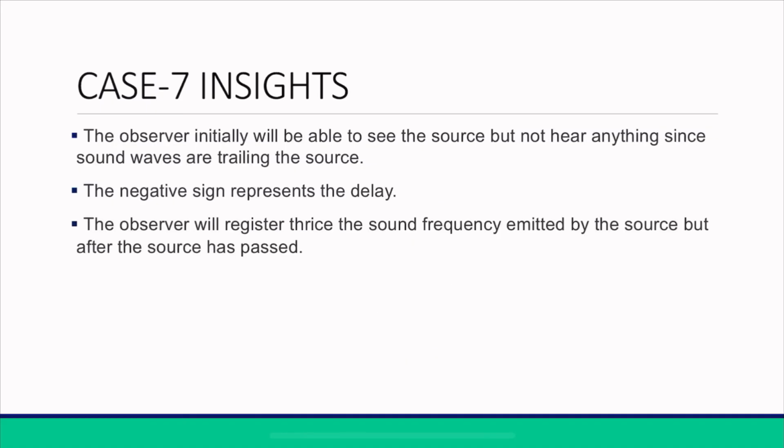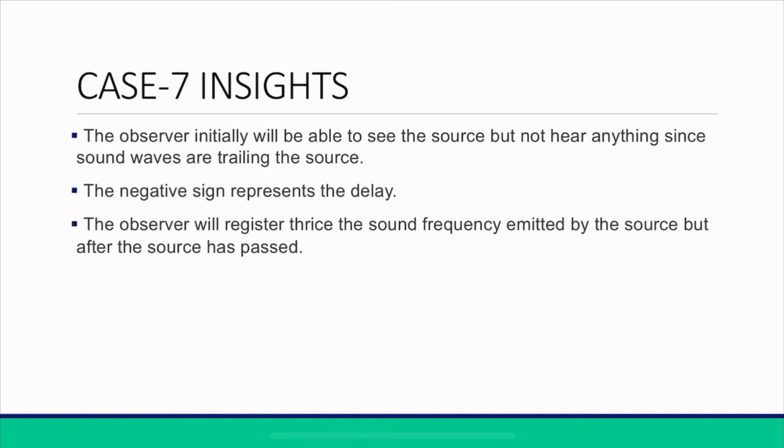The observer will be able to see the source coming, but will not hear anything, because you need to understand that both are traveling at Mach 2, which means both are emitting sound waves, but they're traveling way ahead of their own sound waves. So the sound waves are still trailing the source. This negative sign represents a delay. So the observer will register 3 times the frequency, but only after the source has passed.